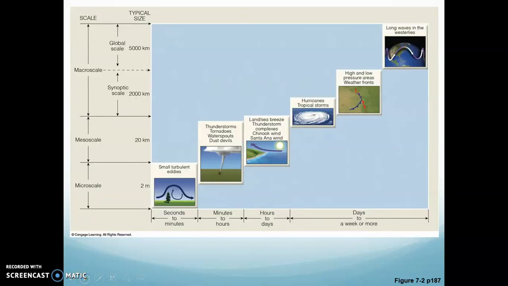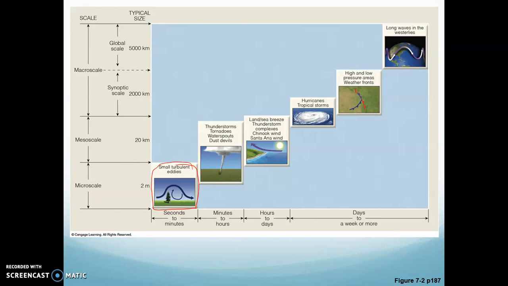Now, an interesting point about all of these different scales of wind patterns, or scales of meteorology, is that not only is there a difference in size between events, but there's a difference in the length that an event lasts. For example, small turbulent eddies, like the leaves that you see swirling around on the side of the road, would be very small, definitely microscale. Those generally last seconds to minutes.